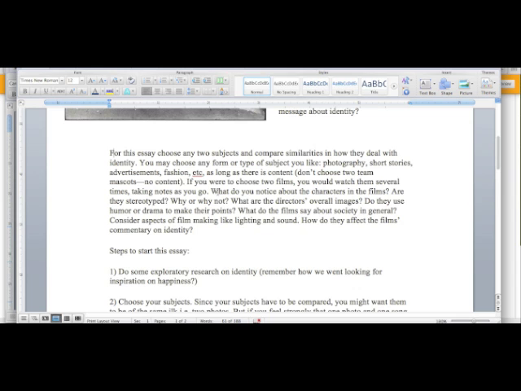Consider aspects of filmmaking, like lighting and sound. How do they affect the film's commentary on identity? So you can narrow in on whatever aspect you like and take a look at what those things are saying about identity and how the 2 films compare.